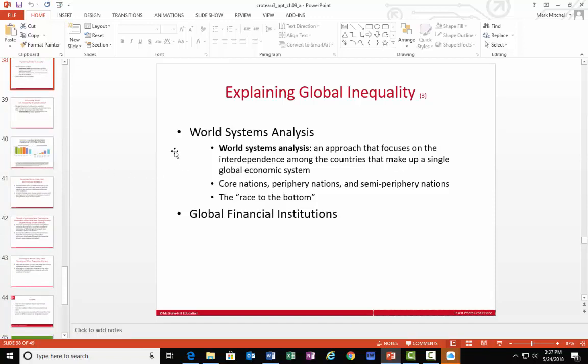Now, Immanuel Wallerstein is the person who came up with world systems analysis, and he really divides the world into three types of nations: core nations, periphery, and semi-periphery. Periphery means out on the side, and semi-periphery is, again, half on the side. But the idea is that you have first world nations, second world nations, and third world nations. The further down you are, the worse off it is for you.